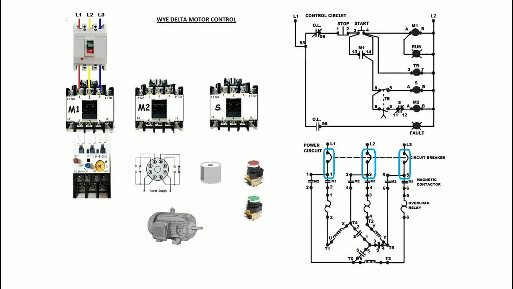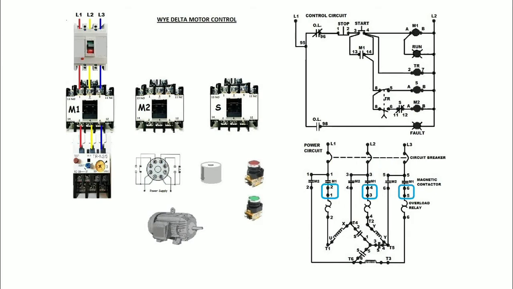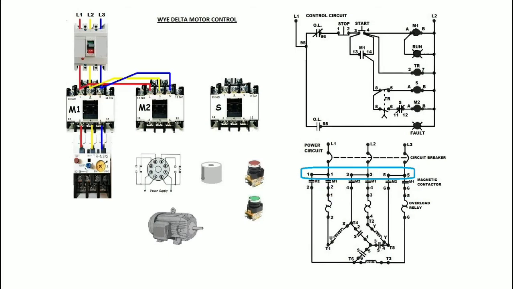The lower terminals of the circuit breaker will then be connected to the upper terminals of the M1 magnetic contactor. The lower terminals of the M1 magnetic contactor will then be connected to the upper terminals of the overload relay. From the upper terminals of the M1 magnetic contactor, this will be connected in the same order of L1, L2, and L3 represented by red, yellow, and blue to the upper terminals of the M2 magnetic contactor.